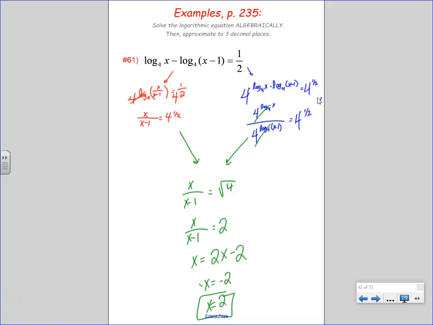Kiddos, here's the struggle. You ready? If you checked in the back of the book, guess what the answer would be?